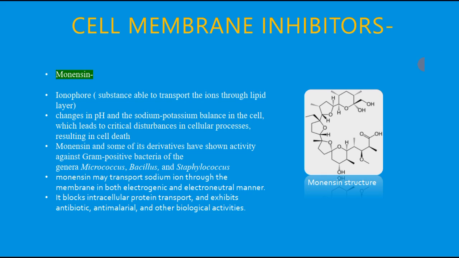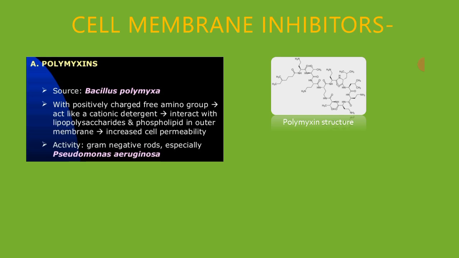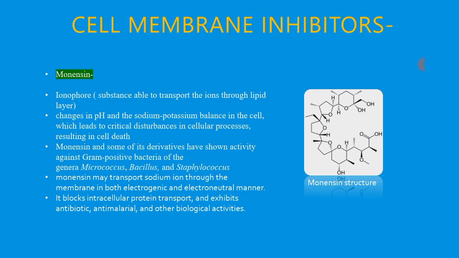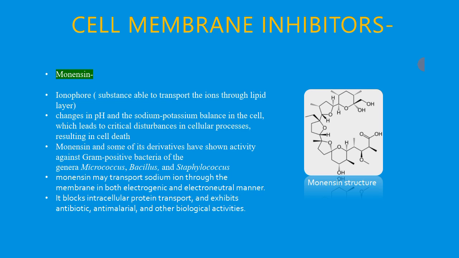In the cell membrane inhibitors, we have studied two antimicrobial agents. The first one was the polymyxins, right, and the second is monensin. Polymyxin has free positively charged amino groups. Monensin is an ionophore, which is responsible for disrupting the potassium sodium balance and the pH.